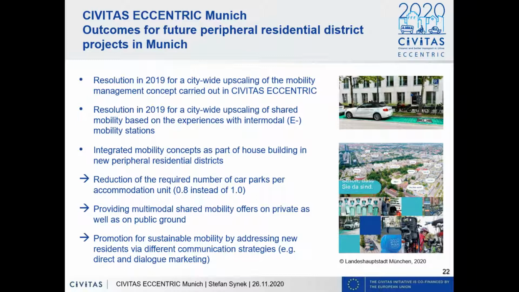So it's a mixture. What we're going to do in the newly built peripheral areas is shared mobility on public and on private ground. And as I told you, we will address the residents when they newly arrive in these newly built areas with different communication strategies, and sensitize them to sustainable mobility offers.